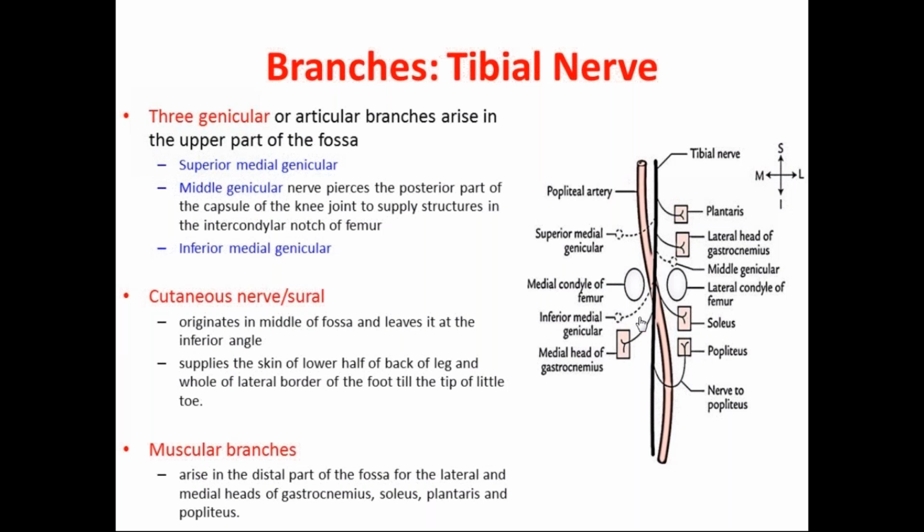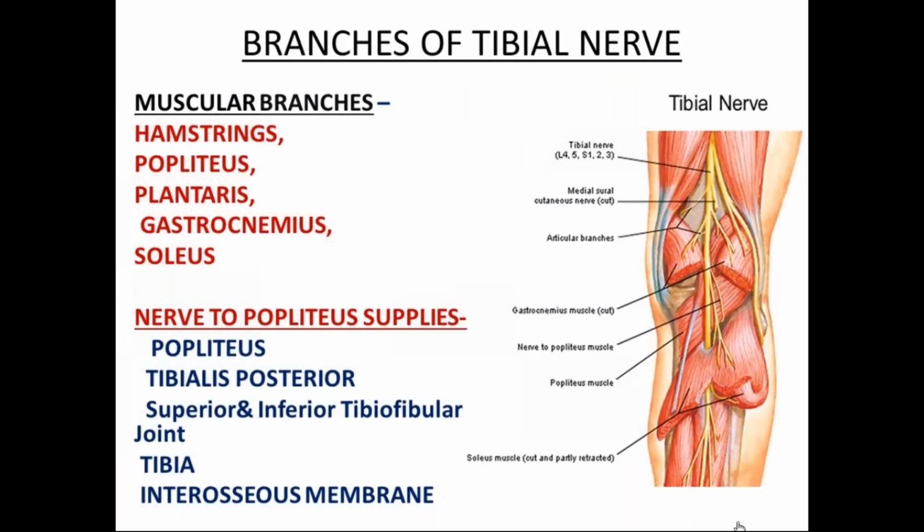The cutaneous nerve or the sural nerve originates in the middle of the fossa and it leaves at the inferior angle. It supplies the skin of lower half of back of leg and whole of the lateral border of foot till the tip of little toe. The muscular branches arise in the distal part of the fossa for the lateral and medial head of gastrocnemius, the soleus, plantaris, hamstring muscles, and the popliteus.